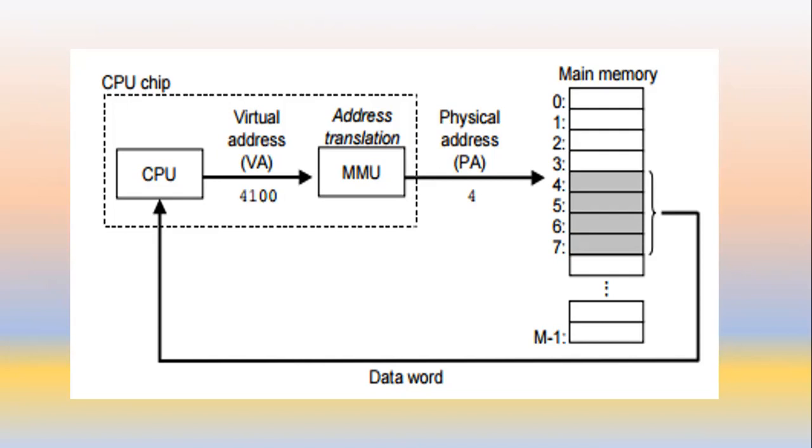And that is why there is an arrow running from the main memory labeled data word that is forwarded to the central processing unit. So that arrow from the main memory to the central processing unit indicates the direction through which the data or information that has been accessed from the main memory flows to the central processing unit.